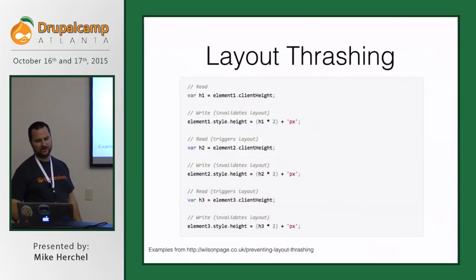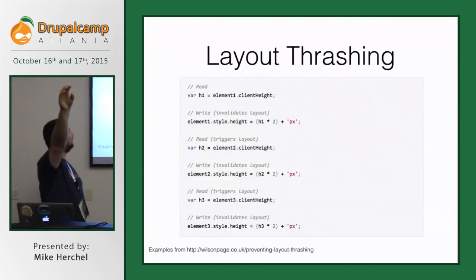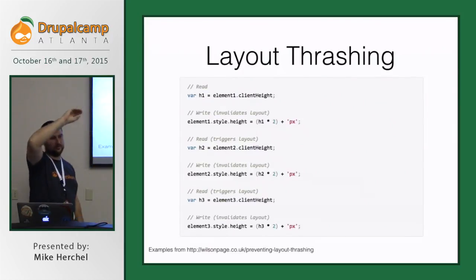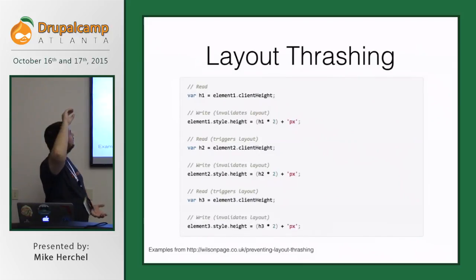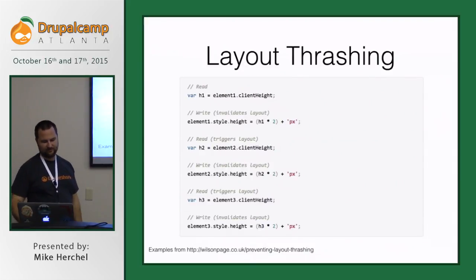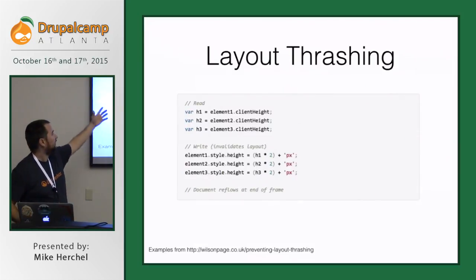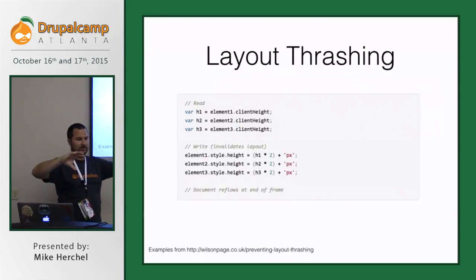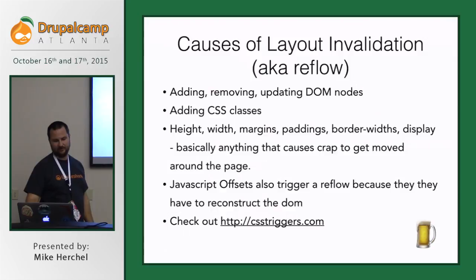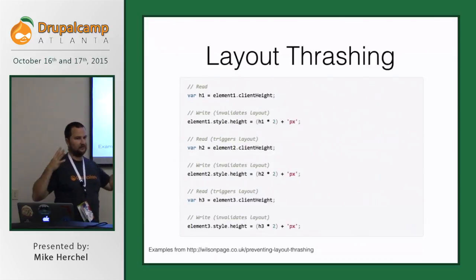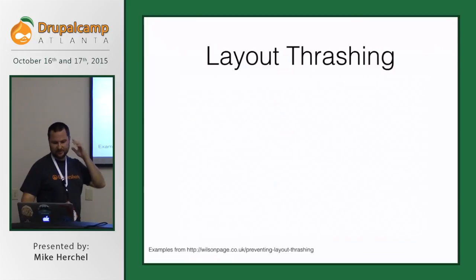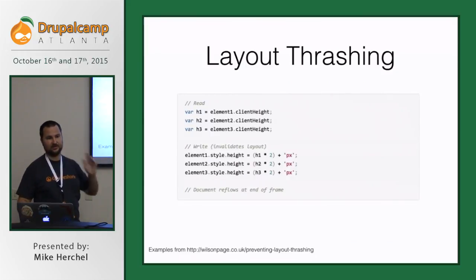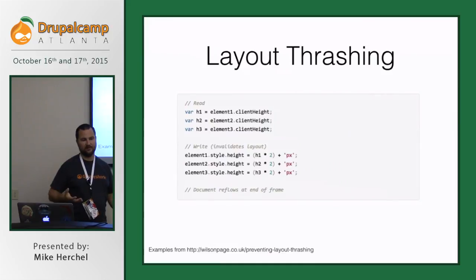Layout thrashing. Layout thrashing is when you read and then you write. So like I get an offset and then I write the offset and then I do it over and over again. There's kind of a simple fix to this. If you combine all your reads and writes together, your browser will put that into one read operation and one write operation. And this is obviously a very simplified setup right here. But that's something to keep in mind when you're writing any type of JavaScript that's doing offsets and reading offsets. You want to combine everything together.